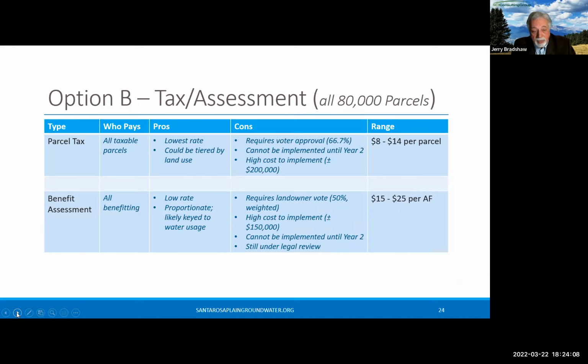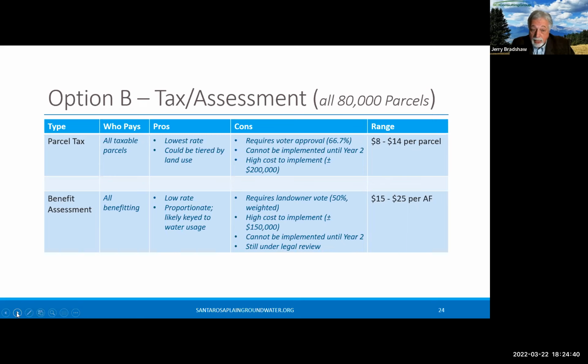The other option is a benefit assessment. This is an interesting funding mechanism. A lot of you may be paying for benefit assessments for street lighting or landscaping or mosquito abatement, something like that. Oftentimes they're found on the bottom part of your tax bill. So a benefit assessment is something that might fit here. It does have some challenges, but what it also does is lower the rate to about half of what it was for the regulatory fee we saw earlier, the $15 to $25 per acre foot.